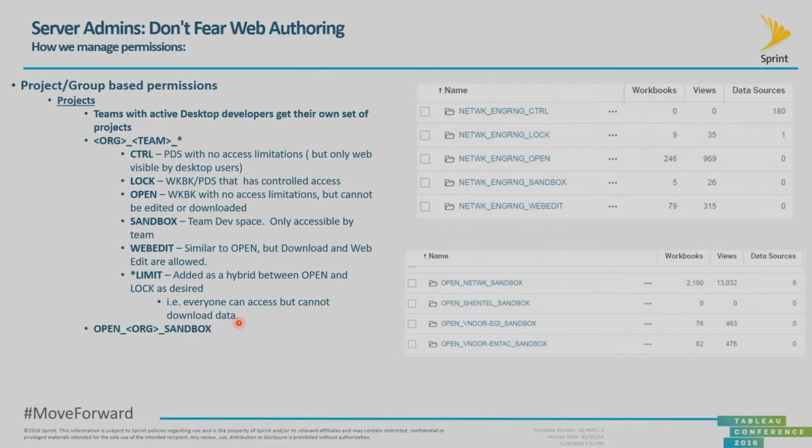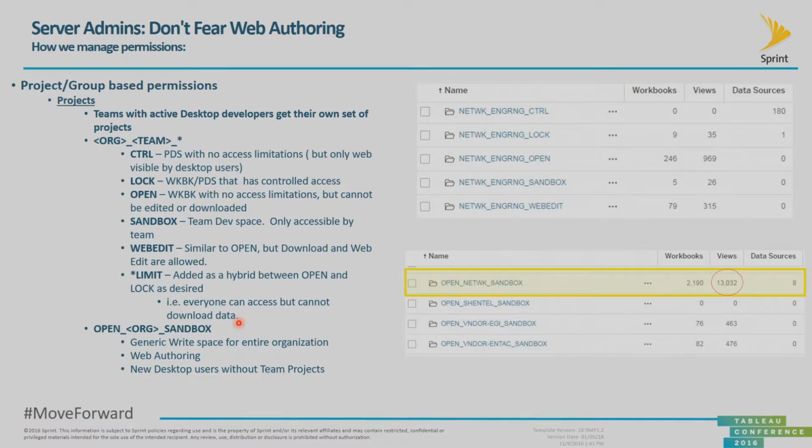And the last project we have is called Open Org Sandbox, and this one is network. This is a generic write space for the entire organization. If you're web authoring, that's where you write it to. If you're a new desktop user and your team hasn't warranted enough work to get your own projects, you write to there. And it's set up like a web edit folder. Anything that goes there can be downloaded and can be web edited. So it really helps with collaboration, content sharing, and knowledge sharing. You can see this one, at the time I took it, had 13,000 views in it.